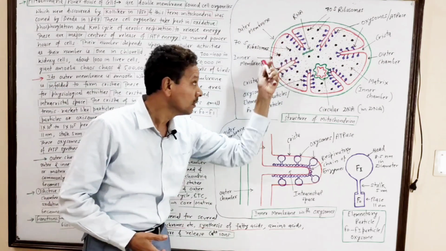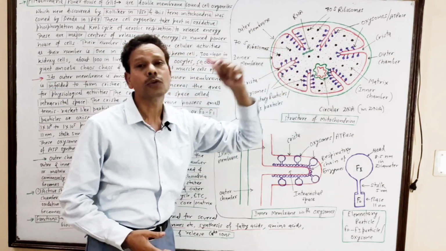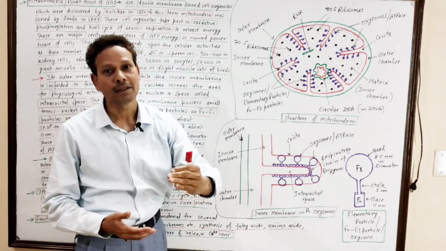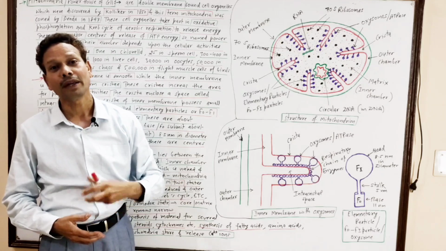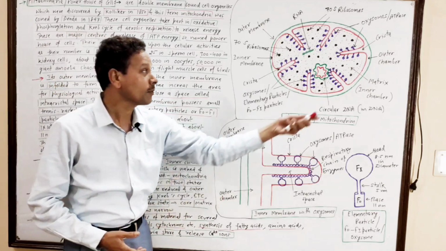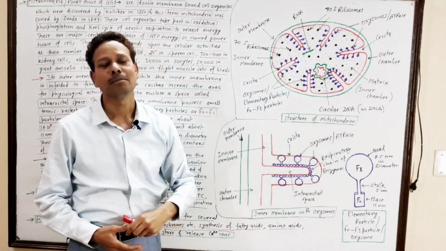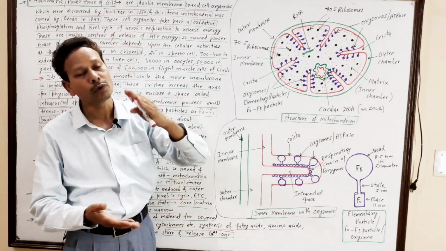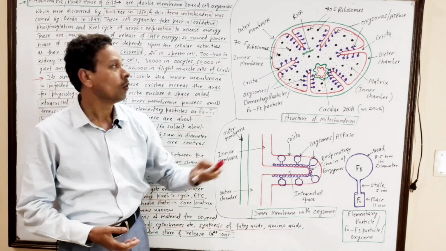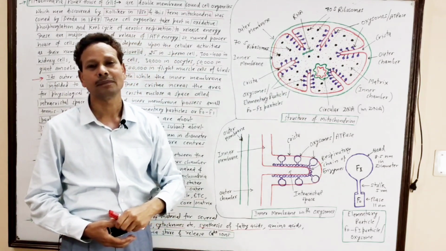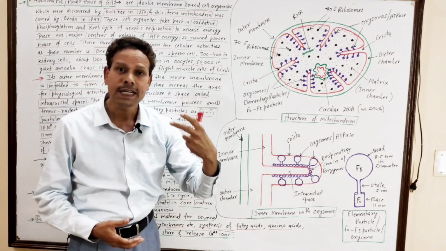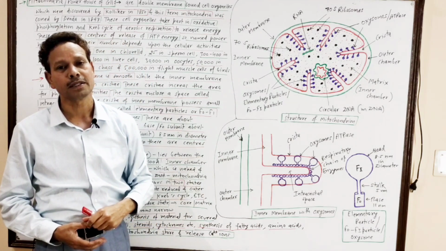In this organelle, the mitochondrial matrix is the main center for the release of ATP energy. That's why it is named the powerhouse of the cell. Here in this matrix, the mitochondrial core matrix, or inner chamber, the Krebs cycle takes place. Oxidative phosphorylation takes place.